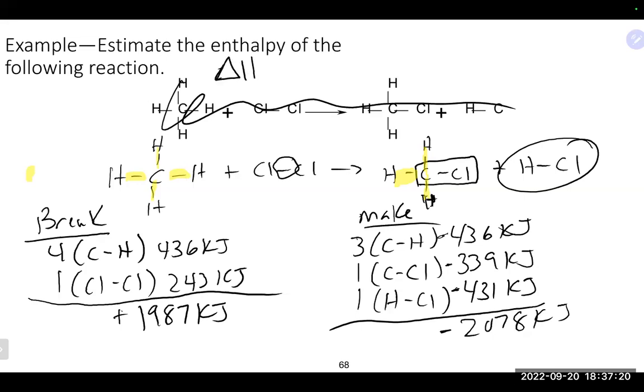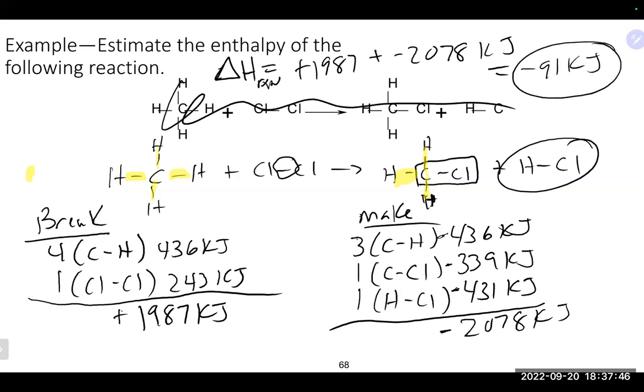At this point, once we've adjusted the signs, we can get the delta H of the reaction by simply adding the numbers. That gives us plus 1987 plus a negative 2078 kilojoules, which is 1987 minus 2078, so negative 91 kilojoules in this case. Overall, is this reaction endothermic or exothermic? It is exothermic. We ended up with a negative delta H based on bond energy.